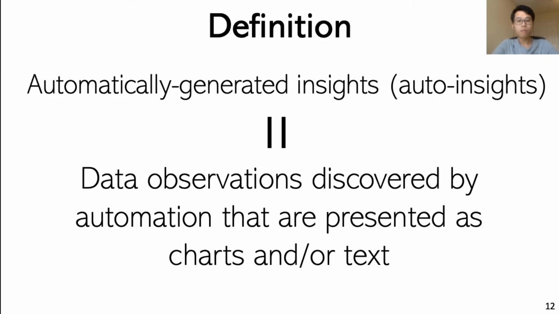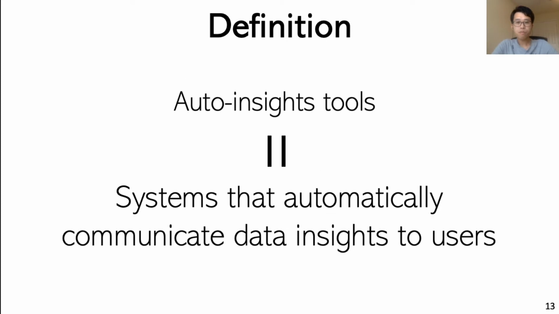So here's some nomenclature before I dive into the paper collection process and our findings. In our paper, we define automatically generated insights or auto-insights as data observations created by automation that are presented as charts or textual descriptions. It is a reasonable definition because this definition captures what the developers of these systems mean when they use the term insight. And we call these systems that automatically extract and communicate auto-insights as auto-insight tools.